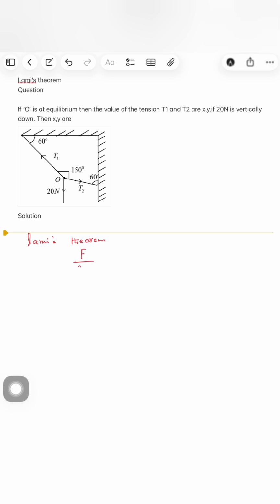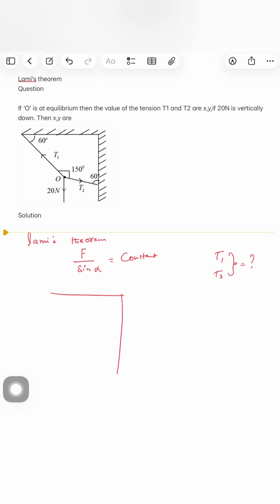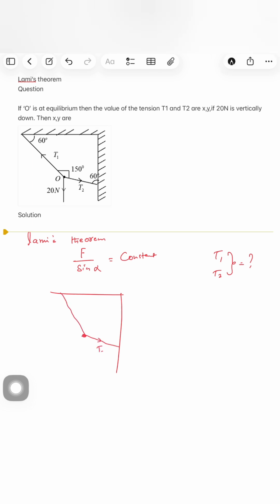So F divided by sine of the angle between the other two forces is equal to, for example, I am taking it as a constant. So here X and Y, that is nothing but T1 and T2, we are going to find. As per the diagram, once again I am drawing the diagram here. T1 and T2 are the forces which are acting. T2 is acting here and T1 is acting here, and here 20 Newton is acting downwards.